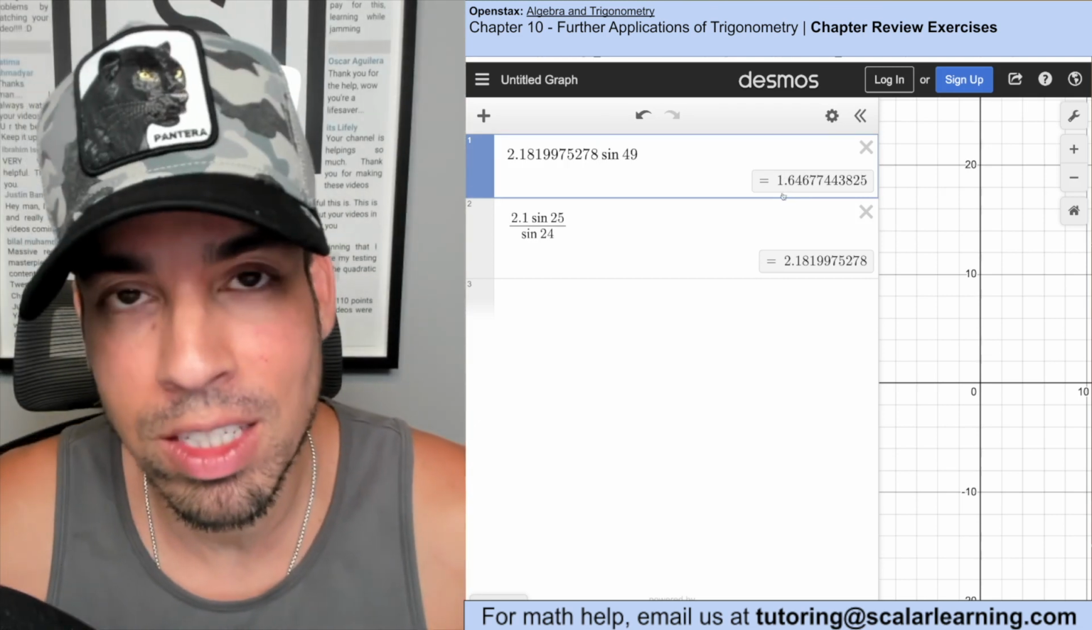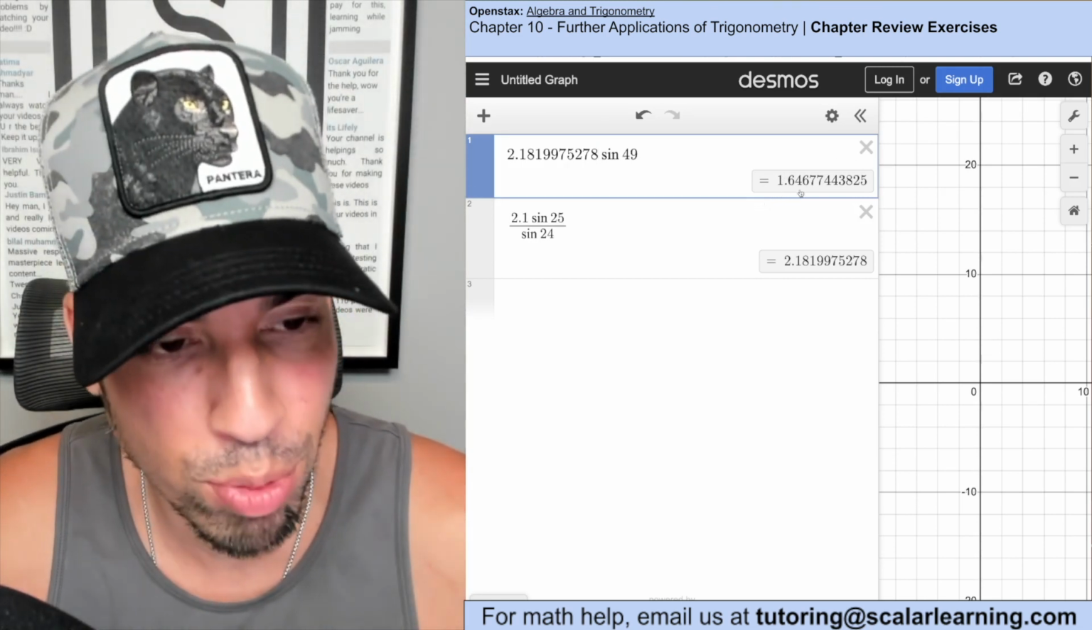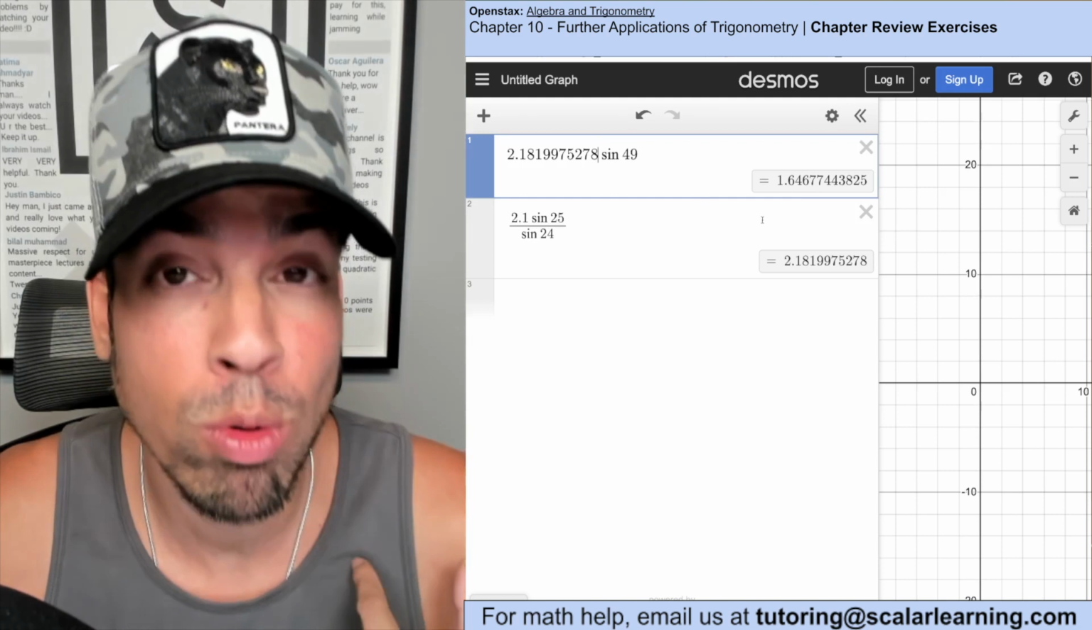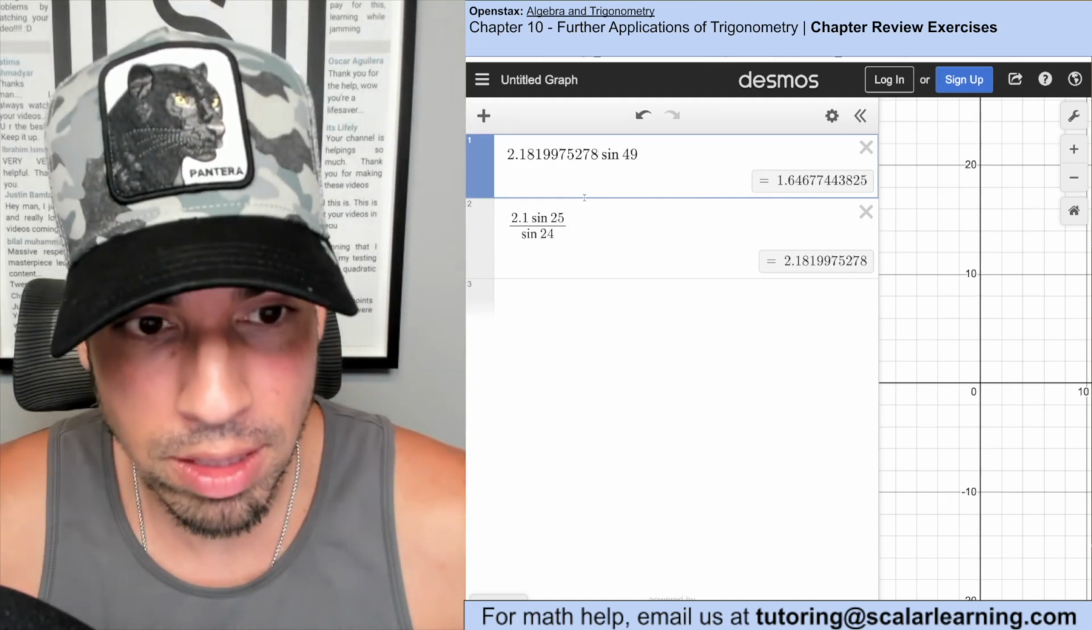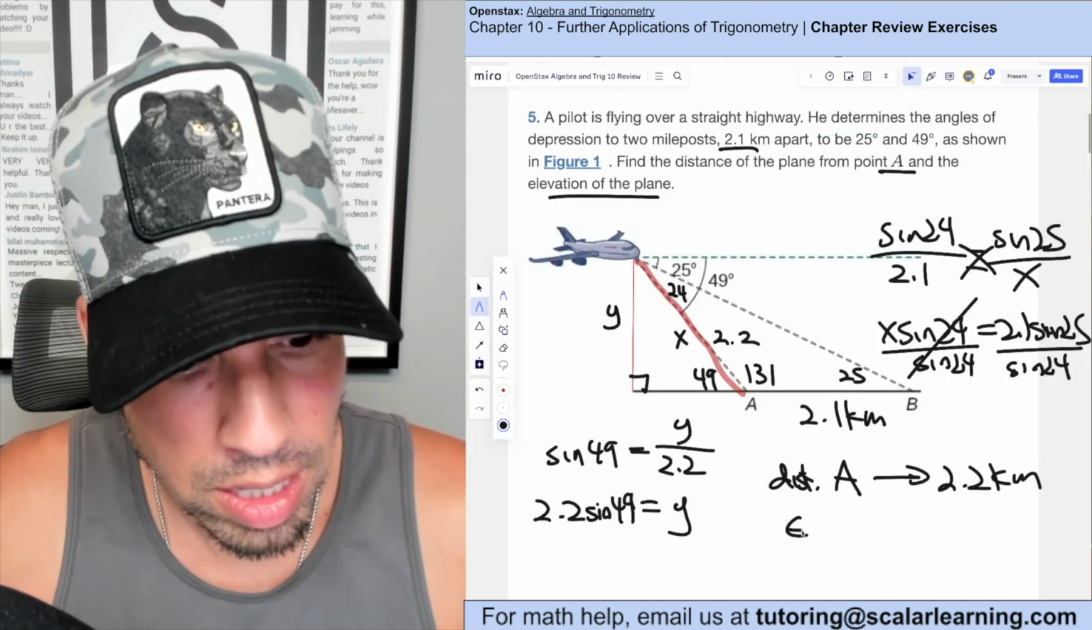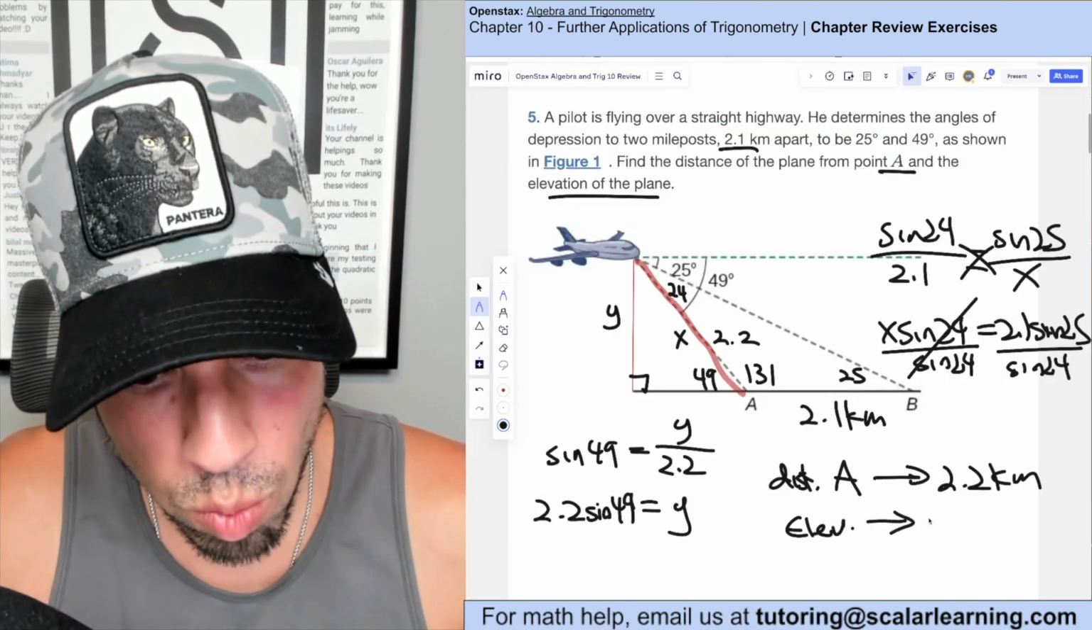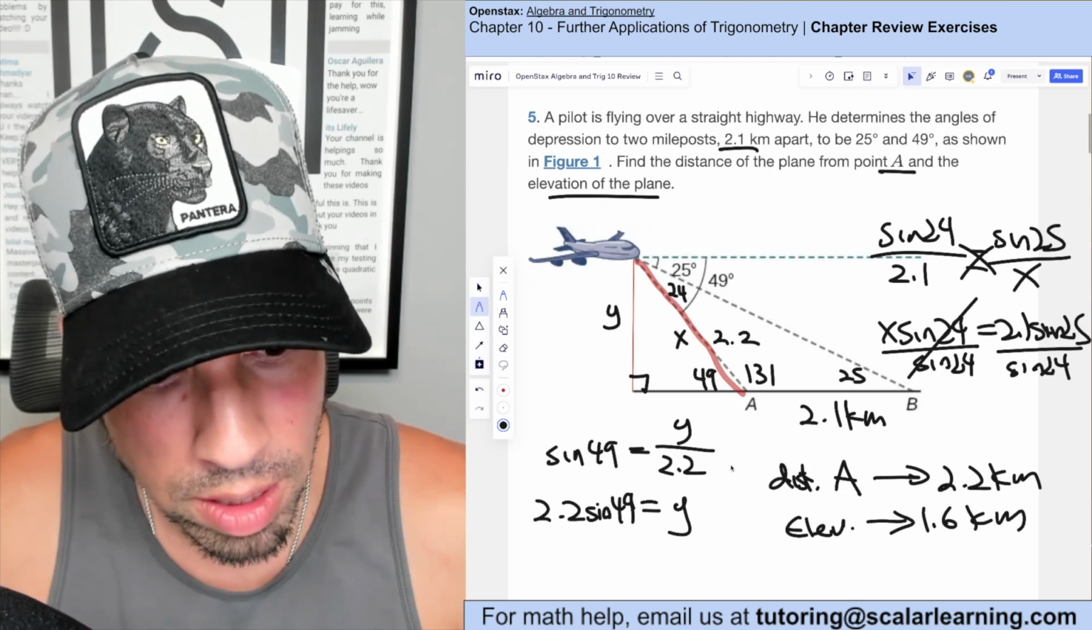The reason why I did that is because in the back of the book, they actually got 1.6. So using 2.2 would have rounded to 1.7, but I believe they used the unrounded value to get this. So anyways, 1.6 is the elevation. We'll say 1.6 kilometers, like so. That's how you do it.